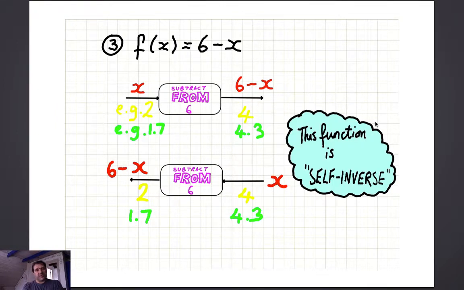Right, question 3 was the tricky one that you had to think of, because the opposite of subtracting something from a number is subtracting it from the number. For example, 100 minus 17 is 83, and 100 minus 83 is 17. Subtracting from the number is its own inverse.